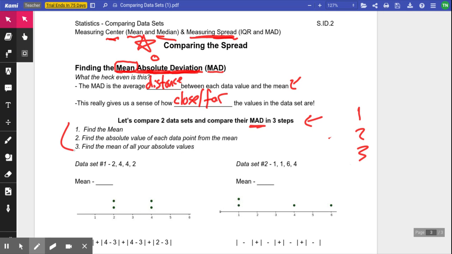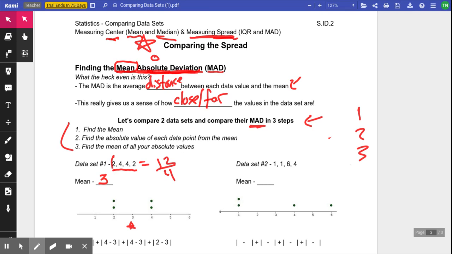So data set number 1 is these values right here. To find the mean, we add them all up and we divide by how many numbers there are. So I'm doing 2 plus 4, which is 6, plus 4, which is 10, plus 2, which is 12. And there's a total of 4 numbers there, so I'm going to divide that by 4 and find out that my mean is 3. Okay, so I'm going to put a little star there, just to let me know, hey, there's my average on this number line.